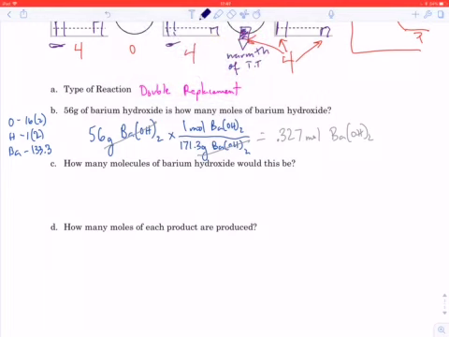So if I come back over here, if I have 0.327 moles of barium hydroxide, again, everything's a ratio. You just need to figure out which ratio you're using.